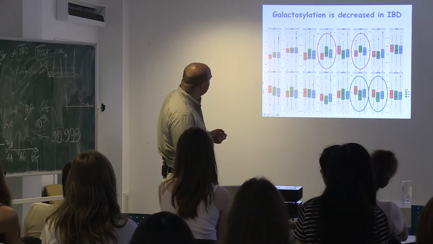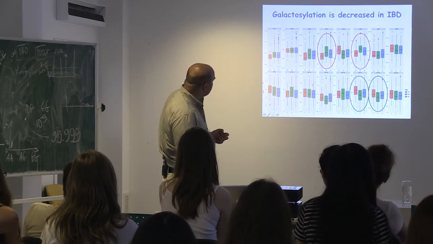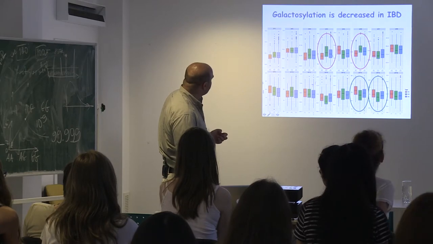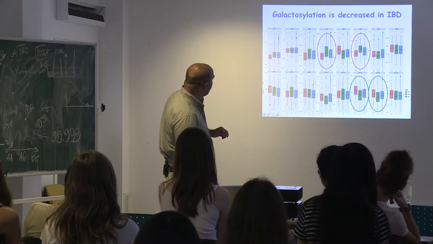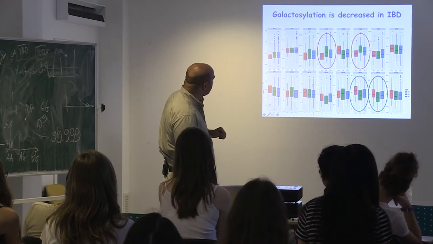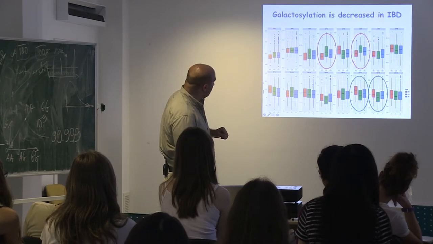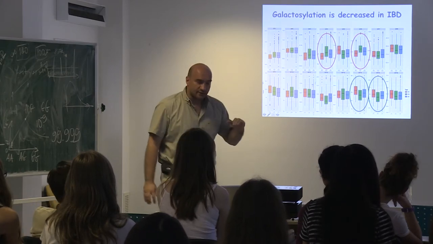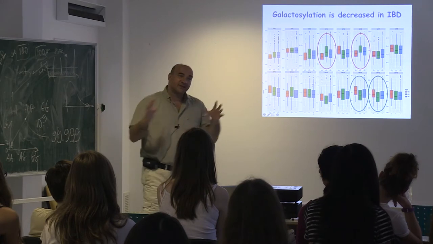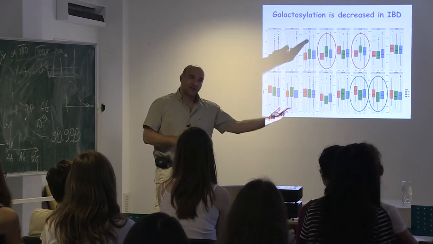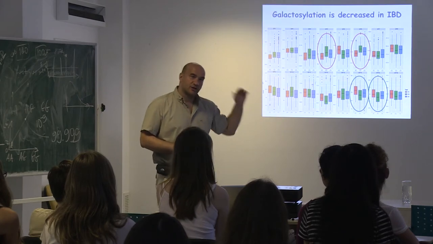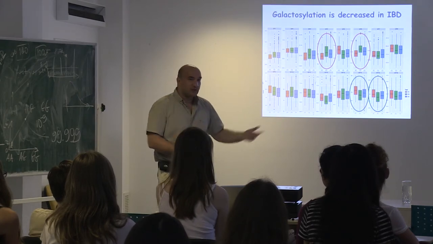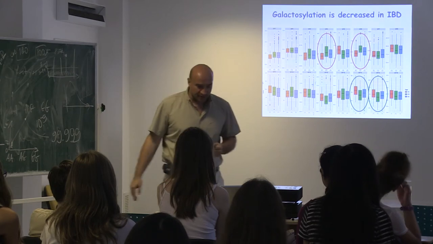So we had controls, Crohn's disease, ulcerative colitis, and then what we see is that the glycans without galactose are significantly increased in both groups, more in Crohn's than in UC, and glycans with galactose are decreased. So one of the elements we are seeing in IgG glycosylation, galactosylation affected by the genes which affect IBD, we actually see it also in the patients.